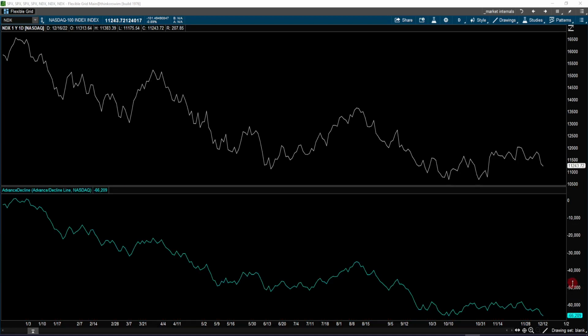And looking at the NASDAQ cumulative AD line, it seems like this is getting close to going below this low here. So we could see a new closing low, or at least a close below this October low. I'll be keeping an eye on that on the NASDAQ 100.